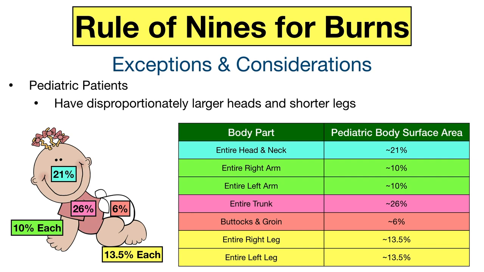Pediatric patients have disproportionately larger heads and shorter legs. This table and diagram will give you approximate percentages for infants and young children. These numbers will change in older pediatric patients. We can see the head is disproportionately larger at 21% instead of 9%. Each arm is about 10%, the entire trunk is about 26%, the buttocks and groin area are about 6%, and each leg is about 13.5%.